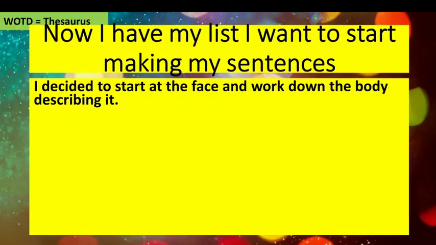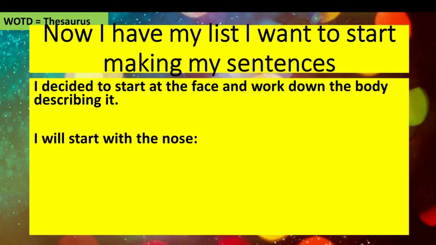So now I've got my list of nouns that I want to start using to make my sentences. I'm going to start thinking about how I'm going to do that. I've decided to make it easier for me to describe things and so I don't forget certain body parts. I'm going to start at the tip of its nose and work my way down the body until I get to the tip of its tail. And I would probably advise you to do something similar, just so you don't forget parts of your character that you're describing.